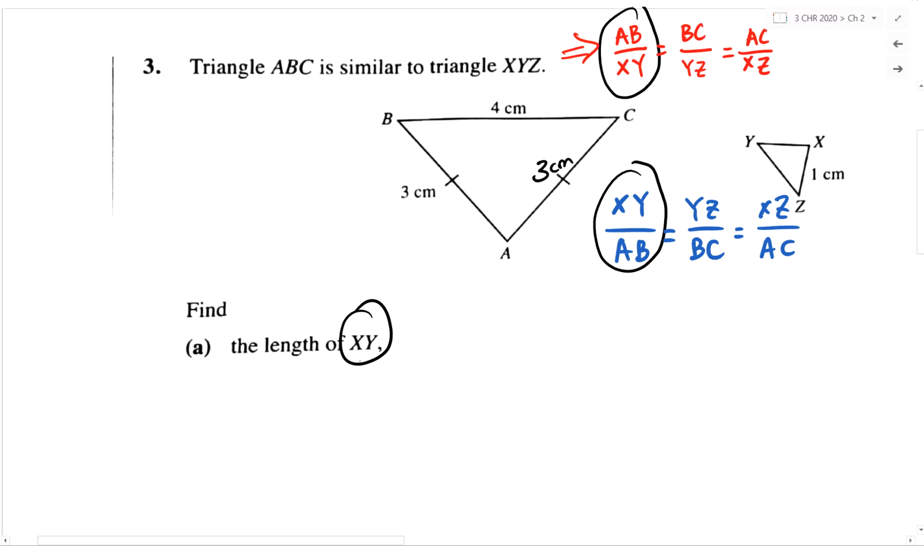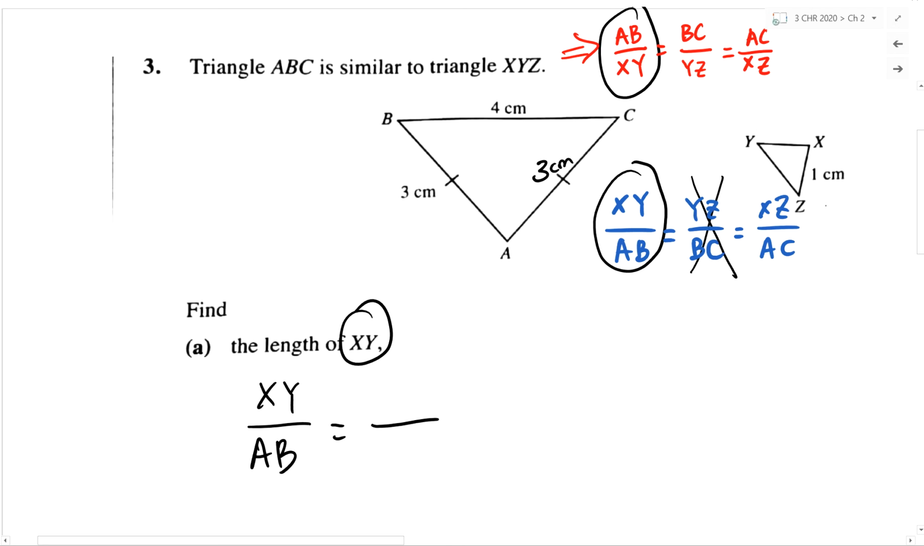Since I require XY, I prefer to put it in the top left hand corner. It is going to look like this. XY divided by something equals to something divided by something. Top left hand corner. Okay, so I am now going to use the one in blue. Divided by AB is equal to, now YZ doesn't help me because I don't know the value of YZ. So this fraction is useless.